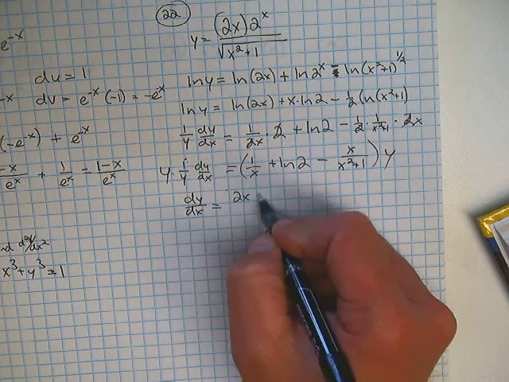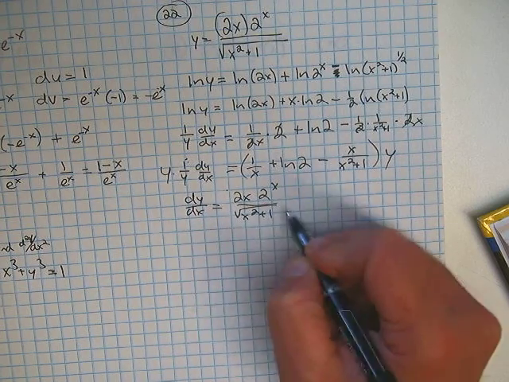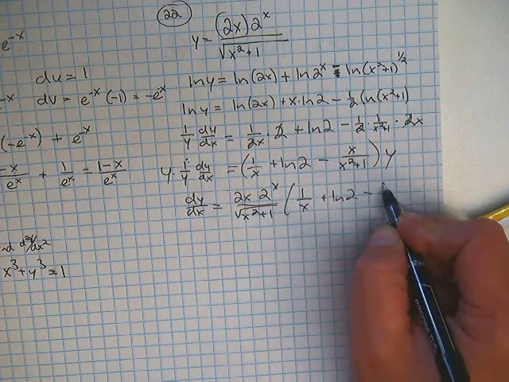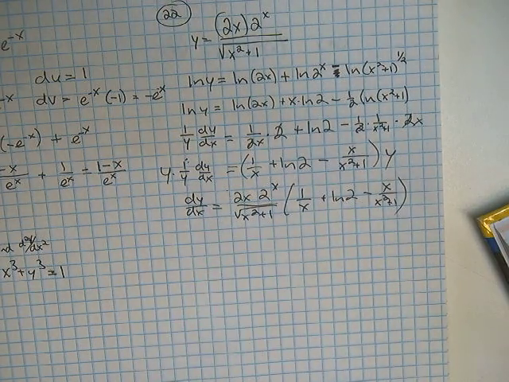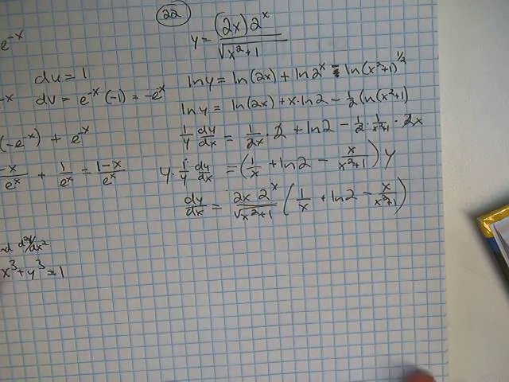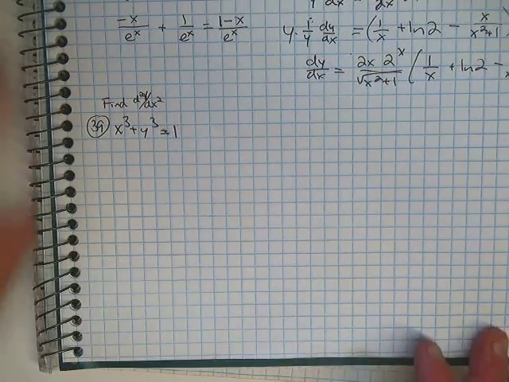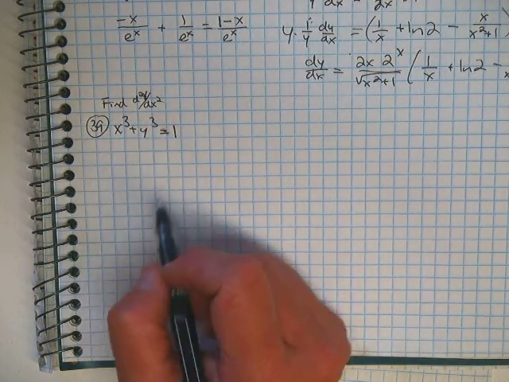So now we have our answer: dy dx equals y, which is 2x times 2 to the x divided by the square root of x squared plus 1, times 1 over x plus natural log of 2 minus x over x squared plus 1. You could FOIL that through if you wanted to. I don't want to. I'm going to leave it like that. We'll call that a free response question and get all the points.